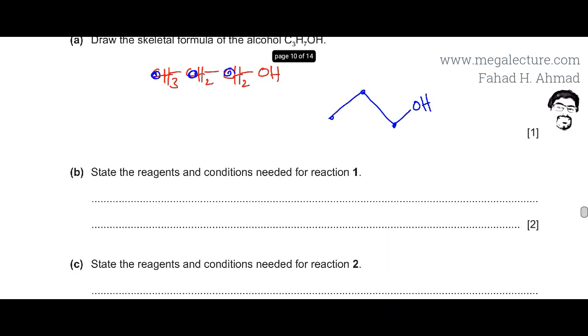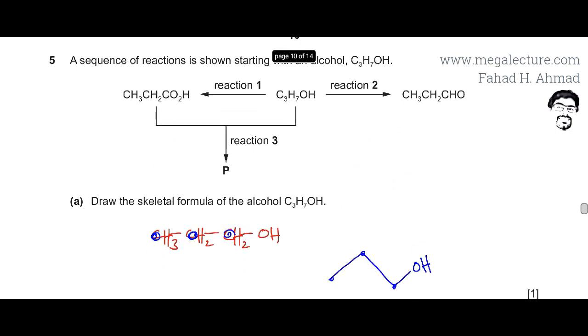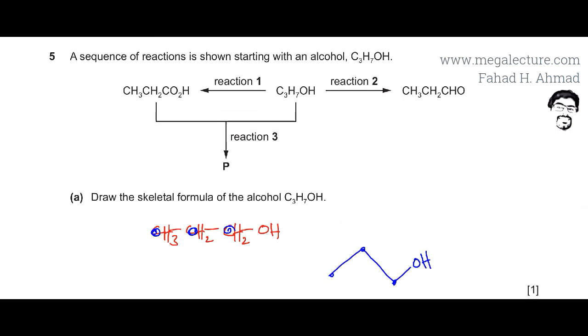Let's move to the next part of the question, which states: state the reagents and conditions needed for reaction 1. Let's go back and have a look. Reaction 1 is this one. It is alcohol changing into carboxylic acid, which is oxidation. And it's complete oxidation, so it's going to be K2Cr2O7, acidified, and the condition that would be used is reflux. Reflux would help prevent anything from escaping the container, because there's going to be a condenser on top, and in that way the alcohol would get completely oxidized to carboxylic acid.